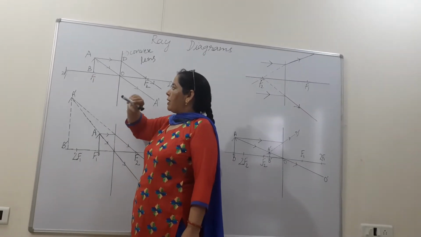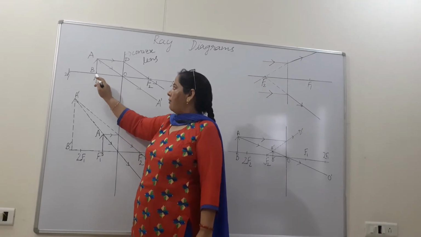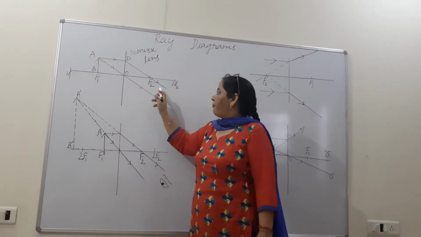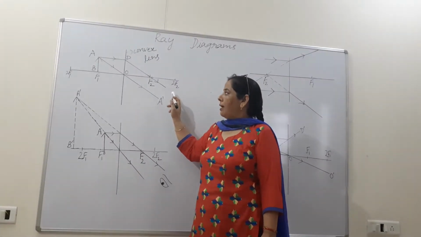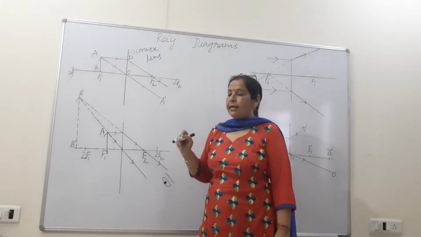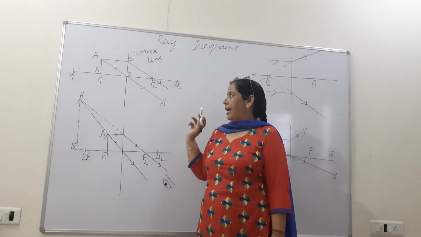Then two forms of question may be there. Maybe they will provide you half of the diagram, they will give you the object, and you have to finalize the image, you have to make the image. The second form is they will tell you the object is situated at this point and you have to draw the diagram.